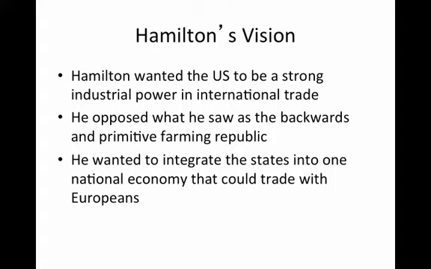Hamilton wanted the United States to be a strong industrial power in international trade. He opposed what he saw as the backwards and primitive farming republic. He looked to England rather as a model. England's capitalist markets, industrial markets, and its national bank was what he saw as the ultimate model for competition. He wanted to integrate all of the states into one national economy that could trade with and compete with the Europeans.